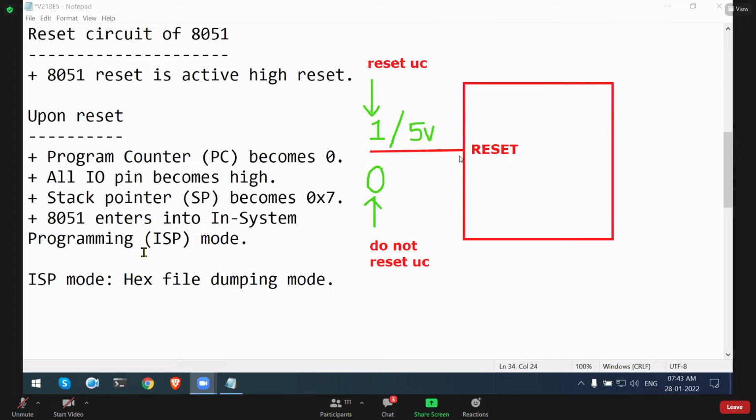Okay, so come to the ISP mode. After reset, the microcontroller will do this, and then your 8051 enters into ISP mode for a few milliseconds. ISP mode is nothing but a hex file dumping mode. Hex file dumping or hex file flashing mode, or we call it IC burning also. So this is the ISP mode. When the 8051 is in the ISP mode, only then can we dump the hex file. We can transfer the hex file.